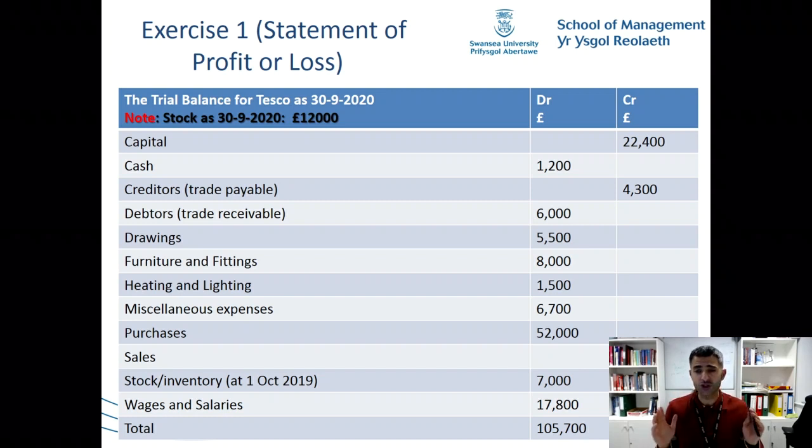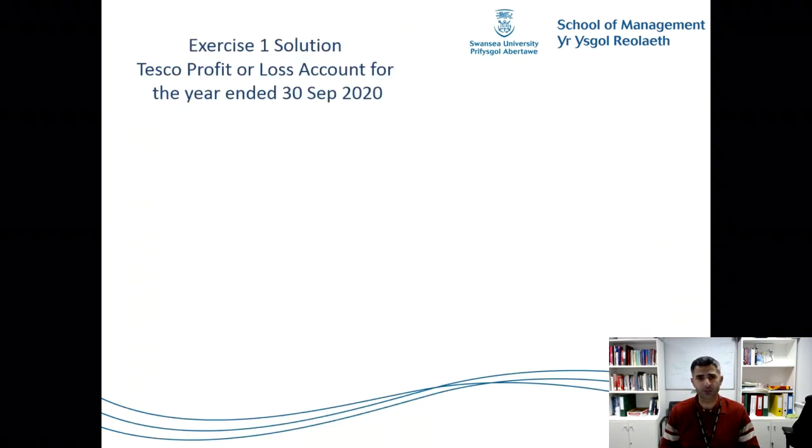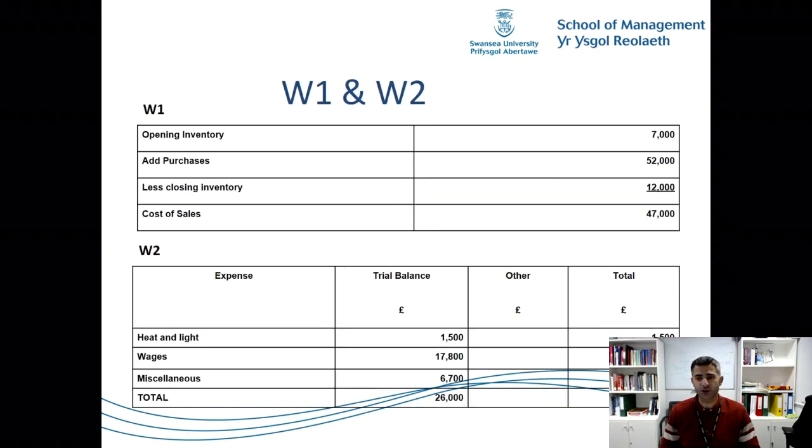So the first job or the first task you do, you need to prepare the workings. Before you start preparing the statements, remember that you need to prepare the workings. Once you've got the workings done, here we go, easy job. Let's go to the workings. We have two workings here. Working one, which is the cost of sales, and also working two, which is the expenses.